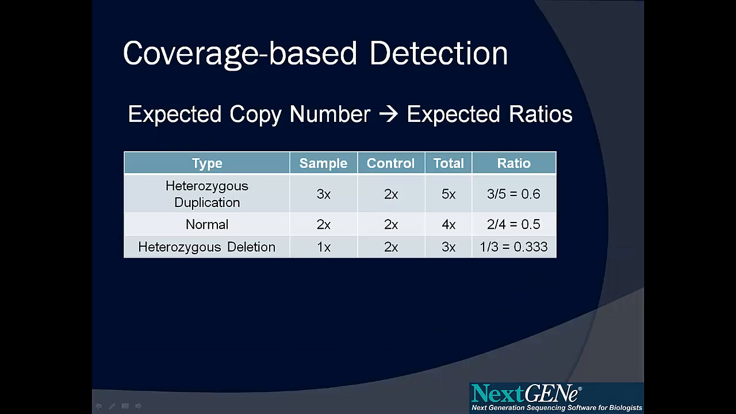So where do these ratios come from? The expected copy number versus the total expected copy number. In the sample, for a duplication that's heterozygous, we'd expect at least 3x, whereas the normal control would be 2x. So our ratio would be 3 out of 5, or 0.6. In a similar way, normal regions in the sample would have a ratio of 0.5 because it's 2 out of 4 total, and heterozygous deletions would have a ratio of 1 out of 3. More extreme duplications or deletions would have even more extreme ratios, so they'd be even more likely to be called in this case.